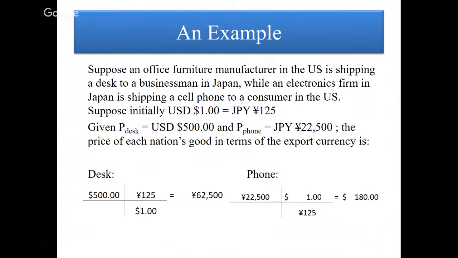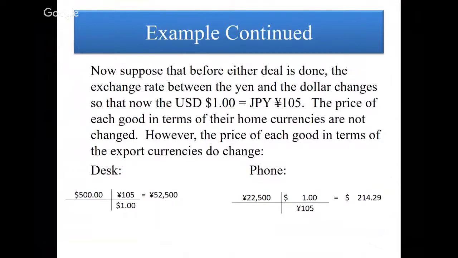Something to mention, that desk will not be cheaper or more expensive in the US. Tomorrow its price will still be $500, and the same holds true for that cell phone. In Japan, the price will still be 22,500 yen. But the export prices, when we change currencies, will be noticeably different. So let's suppose that after 24 hours has passed, 1 US dollar is now worth 105 yen. There's no decimals for the yen, remember.